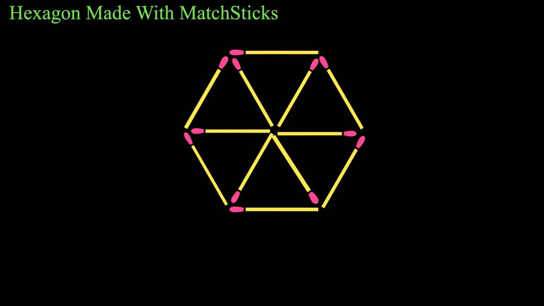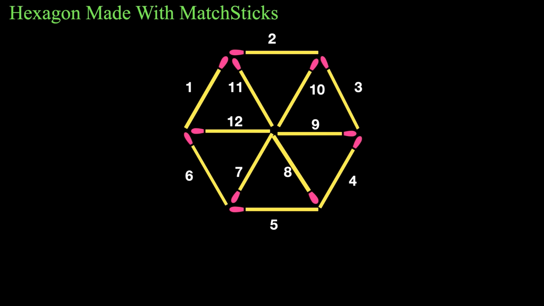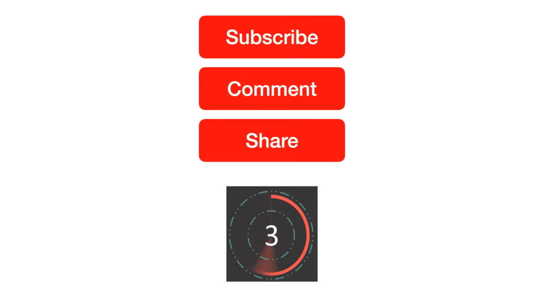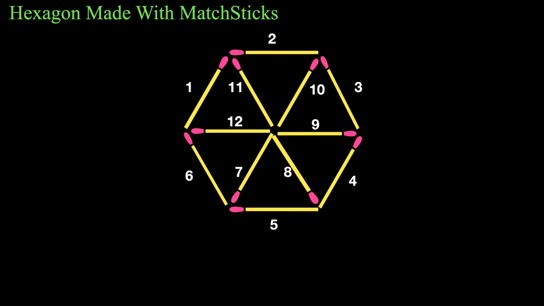Here is a regular hexagon made up of matchsticks with 3 diagonals in it. The task is to convert the given hexagon into 3 equilateral triangles by moving only 4 matchsticks. Let me explain the solution now. The solution can be achieved by moving the 2, 4, 5, 6 numbered matches to get exactly 3 equilateral triangles.